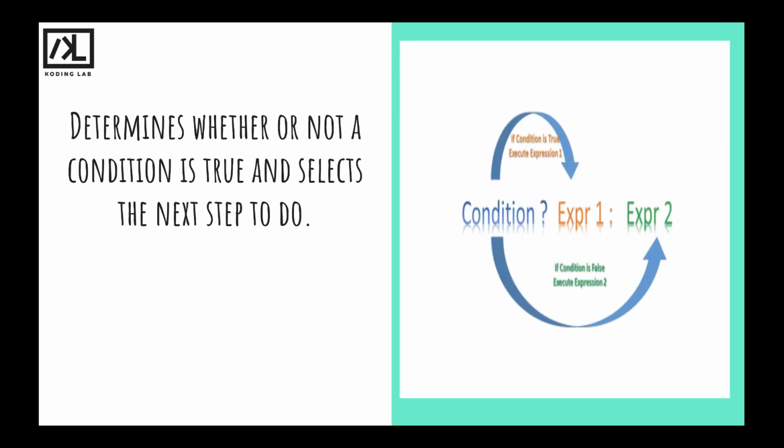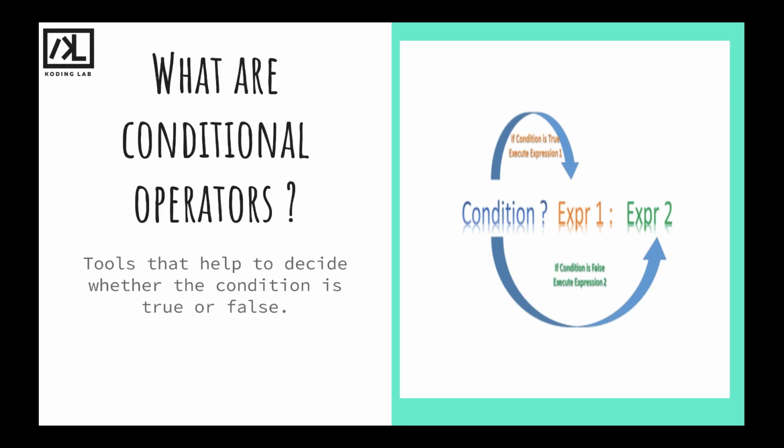The conditional operation determines whether or not a condition is true and selects the next step to do. If the condition is true, it will execute expression 1. If the condition is false, it will execute expression 2. What are conditional operators? They are tools that help to decide whether the condition is true or false.